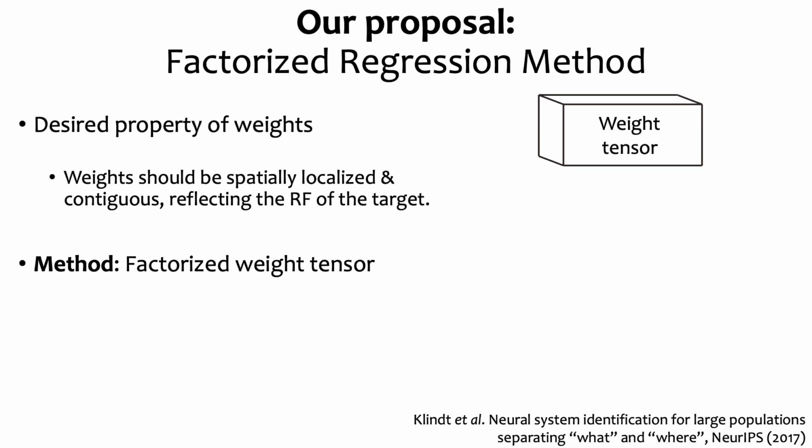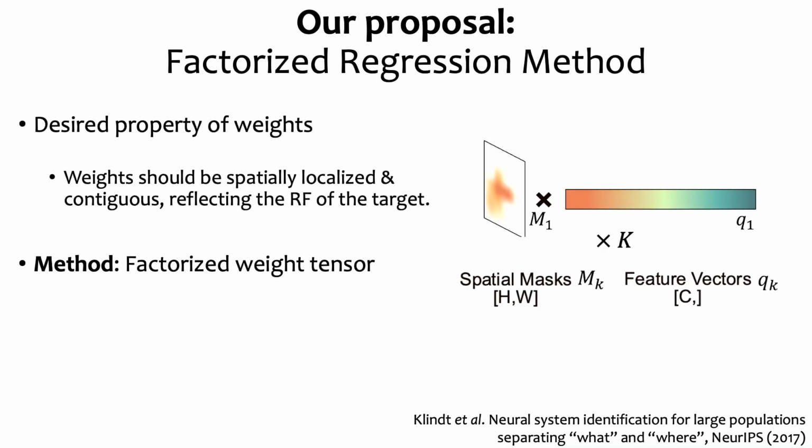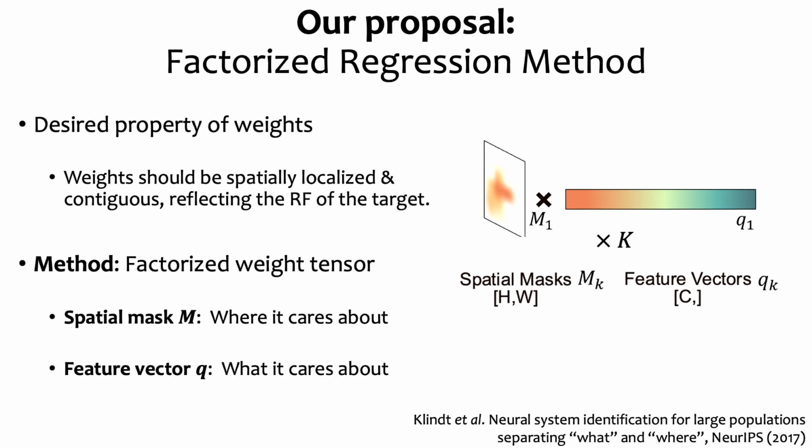And so we made this our prior, and we made the weight tensor a factorized tensor, which means one factor is the spatial mask, telling us where the neuron cares about, and one part is the feature vectors, which is what it cares about. This is definitely inspired by David Klein's work on neural system identification and many of Tolias's work. So how do we learn this system?